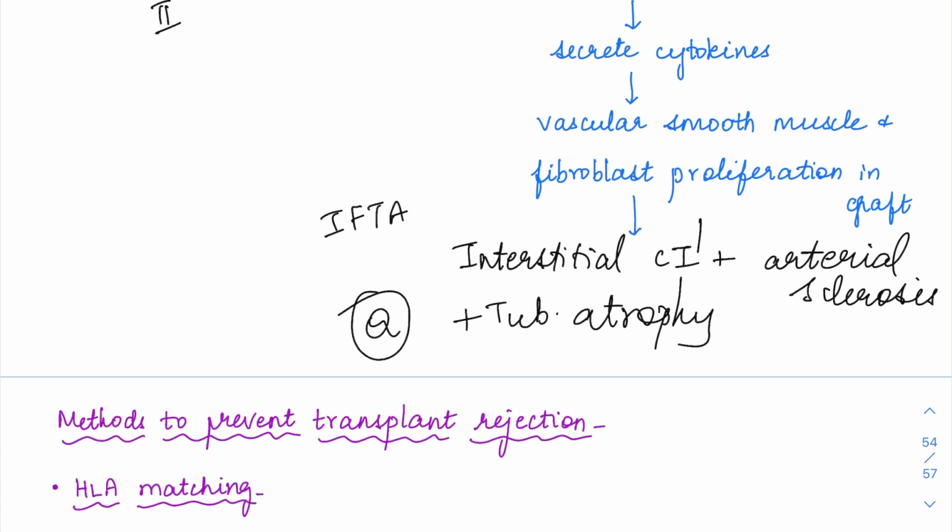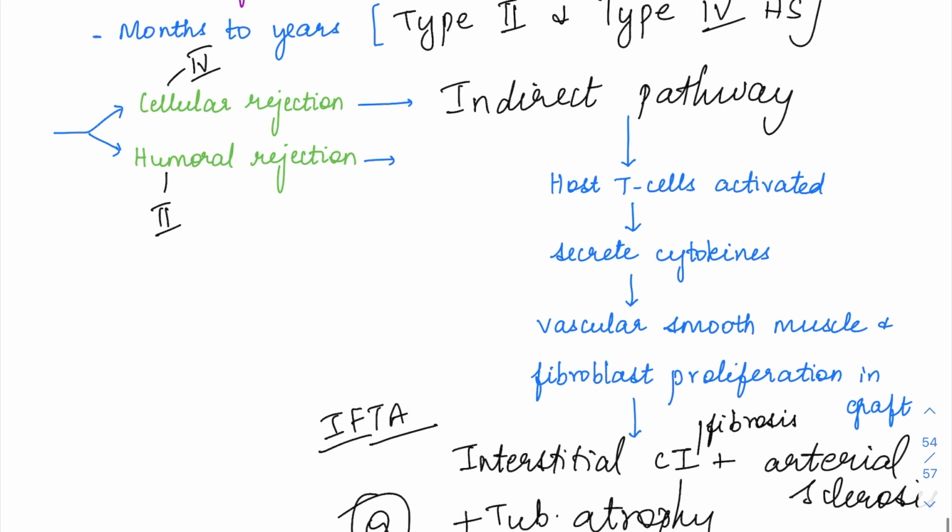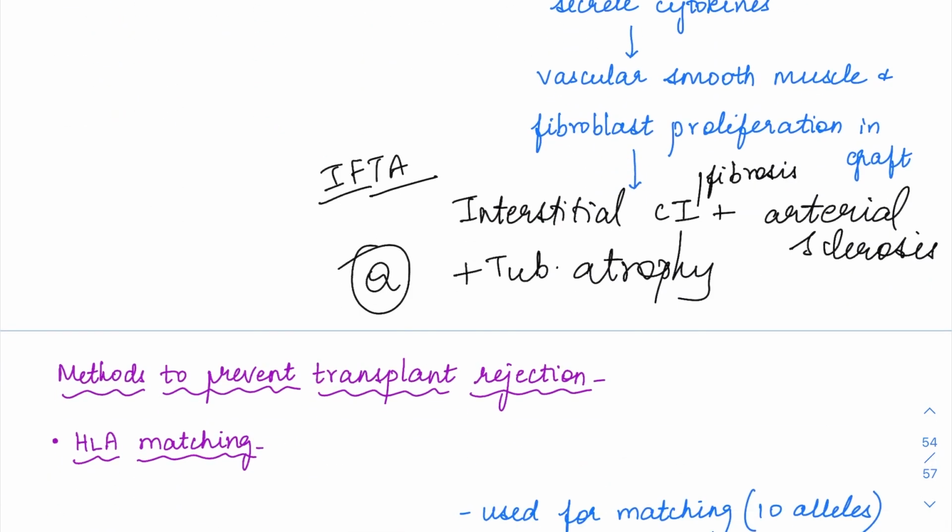Okay, IFTA stands for interstitial fibrosis, TA stands for tubular atrophy. Along with that, you get to see arteriolar sclerosis. Humoral rejection, again here you are going to form antibodies. Antibodies are going to act against the graft and cause the graft rejection. Okay, this much is for transplant rejection.